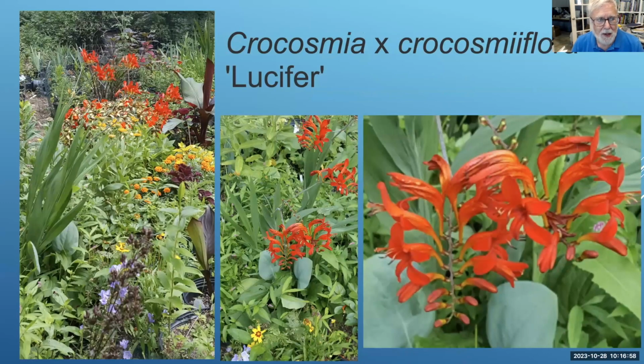And this is probably my favorite because it's hardy here really easily, and it is Lucifer. It's a Crocosmia flora. It was produced by Bressingham Gardens in the 1970s, I believe. And it was, again, a cross between the other two. And this is what they got. And it's a super plant. It gets about 4 feet tall.